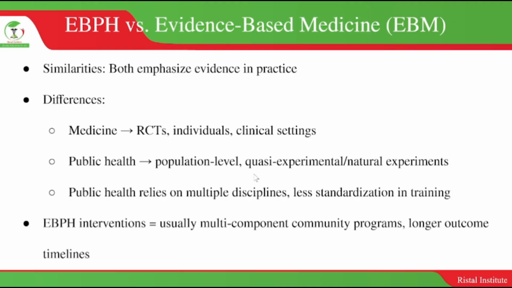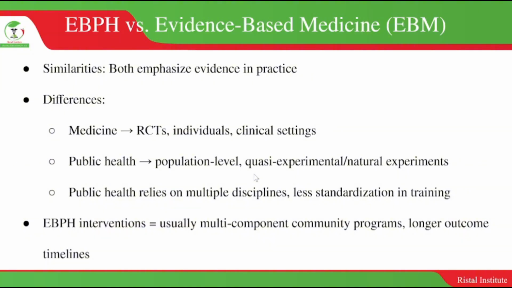So they look at the evidence that comes from clinical trials, and then they look at the patient characteristics and the clinical settings to make that decision. Now, for public health, we do not often carry out randomized control trials. We cannot, because we don't have the resources. It is not feasible. It is unethical sometimes, many factors.